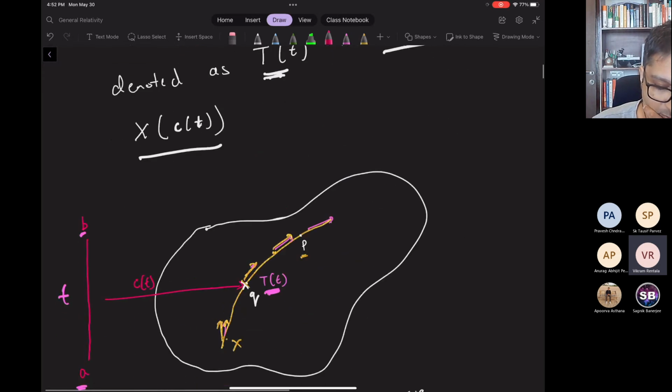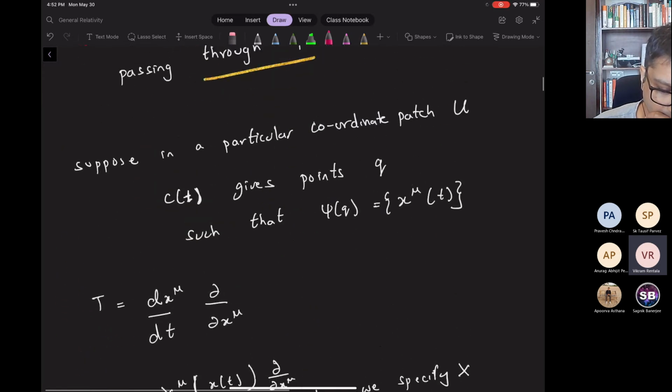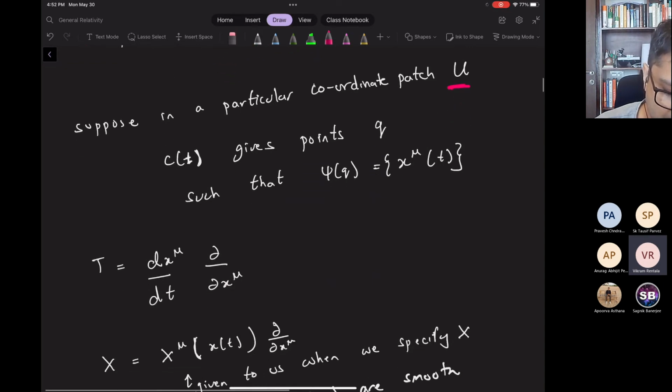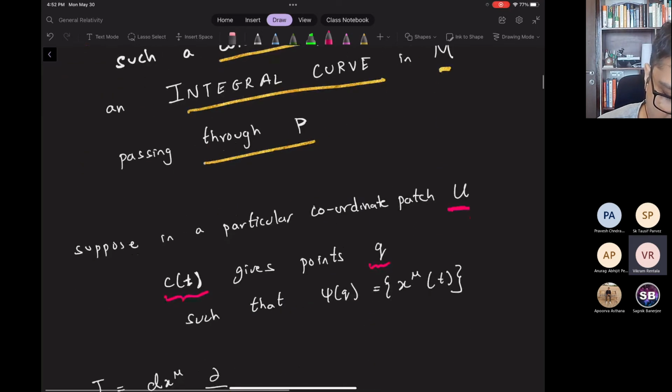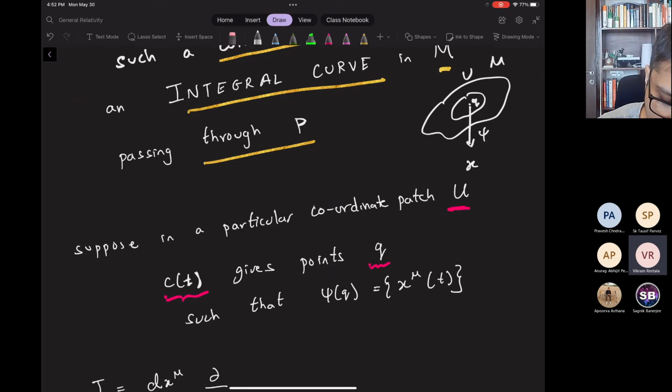Okay, so let's prove this claim now. We'll do this in a particular coordinate system. So let's take a particular coordinate patch U, and this curve C of t gives us points Q. So if I have my manifold M, I have a coordinate patch U, and there's a mapping psi which takes a point Q here and assigns it coordinates x^mu of t, because I'm assigning Q to be on this curve.